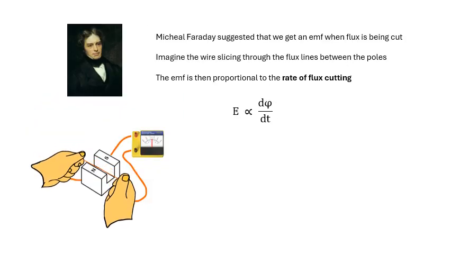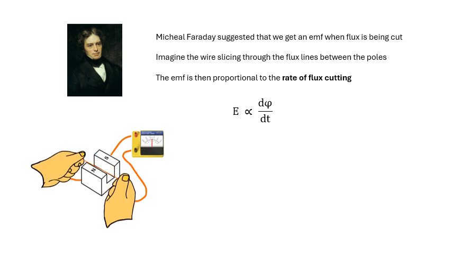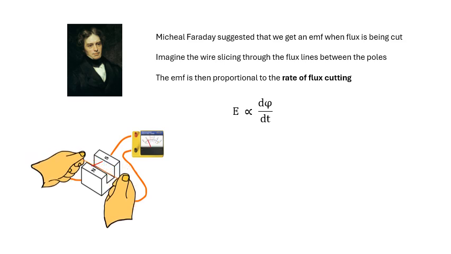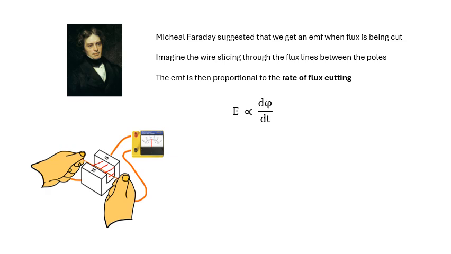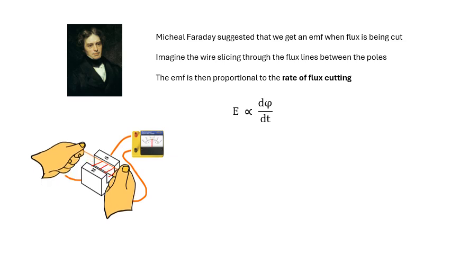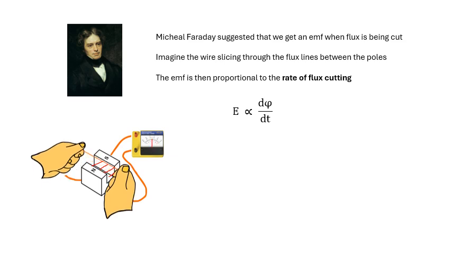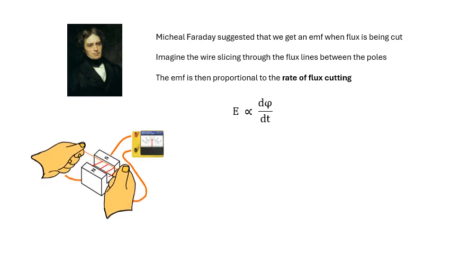Now, Michael Faraday suggested that we get an EMF when flux is being cut. So if you imagine between the poles of the magnet all of these flux lines which I've drawn in previous videos, the wire is slicing through these flux lines. It is cutting flux, and the EMF is proportional to the rate of flux cutting. So the amount of flux which is cut every second, so webers per second. Strictly speaking, that is Faraday's law, that the EMF is proportional to the rate of flux cutting.